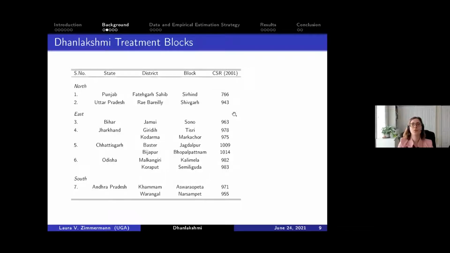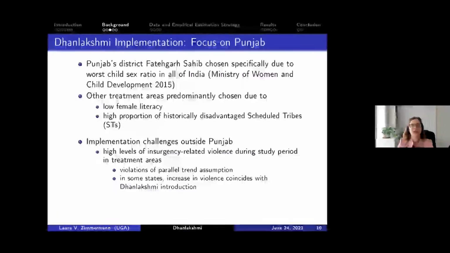That, of course, might beg the question, well, why pilot the program in a lot of areas where son preference doesn't appear to be an issue? And really, what seems to be going on here is that these other treatment areas were predominantly chosen for the education payouts that occur later in life, because all of these areas had very low female literacy rates and a very high proportion of historically disadvantaged minority groups, especially the scheduled tribes or STs. And so there was just a very different policy interest than in Fatehgarh Sahib, which actually had the lowest sex ratio in all of India in 2001. So that's the first reason to focus on Punjab.